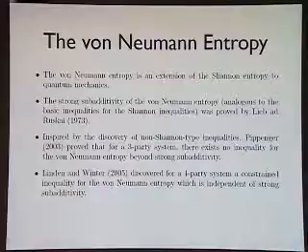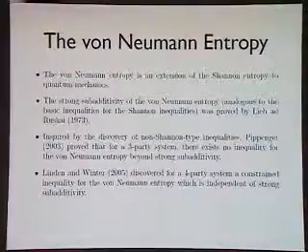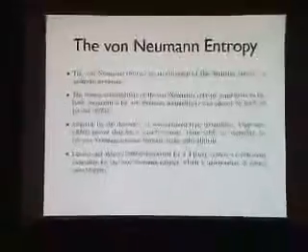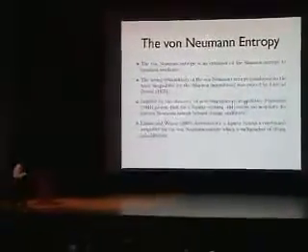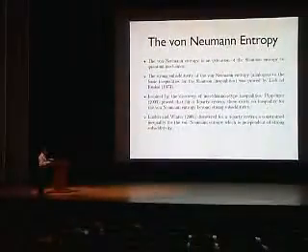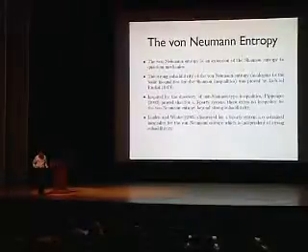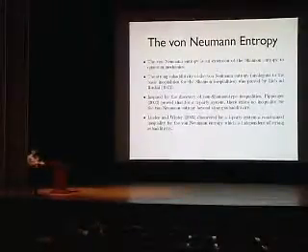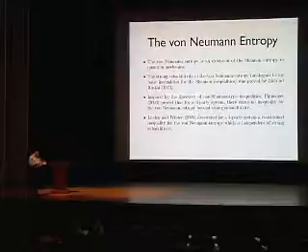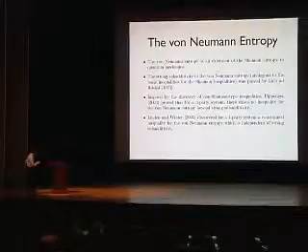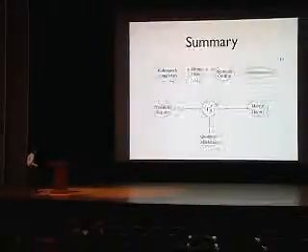However, in 2005, Linden and Winter discovered for a four-party system a constraint inequality for the von Neumann entropy, which is beyond the strong subadditivity of the von Neumann entropy. Now, this inequality, at this point, is not as strong as the corresponding inequality in ZY98, because in ZY98 it is an unconstrained inequality, while this one is a constrained inequality. Okay? But nevertheless, there's something interesting happening.